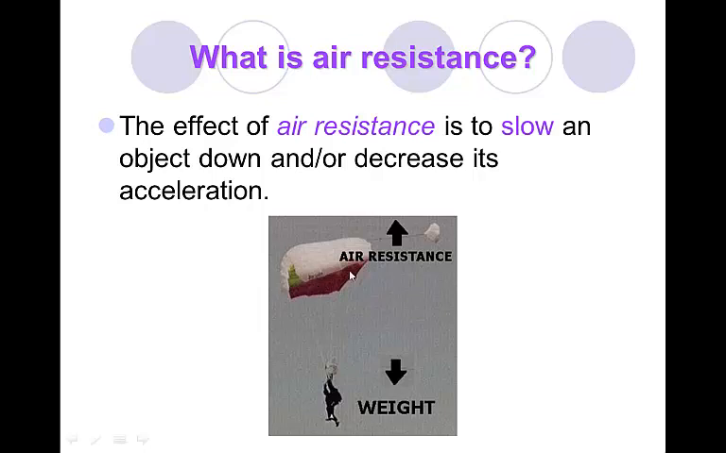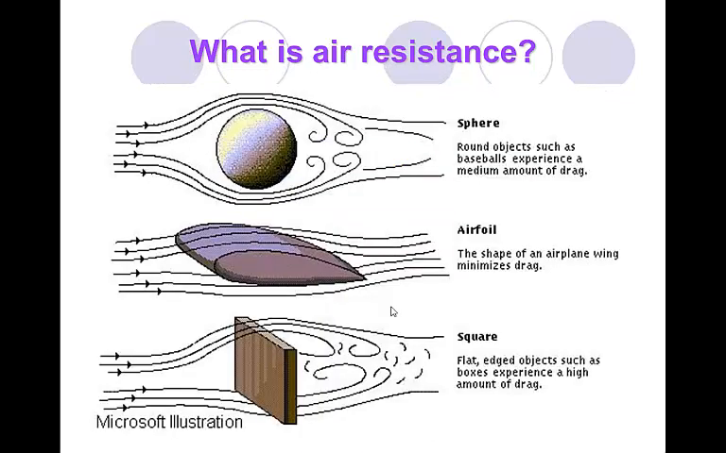And here you can see that you have the weight of this person plus the weight of the parachute also, but the air resistance is pushing up. And we talked about terminal velocity, which will be when these two forces are equalized, then the velocity will be constant and there will be no more acceleration, and that is called the terminal velocity.